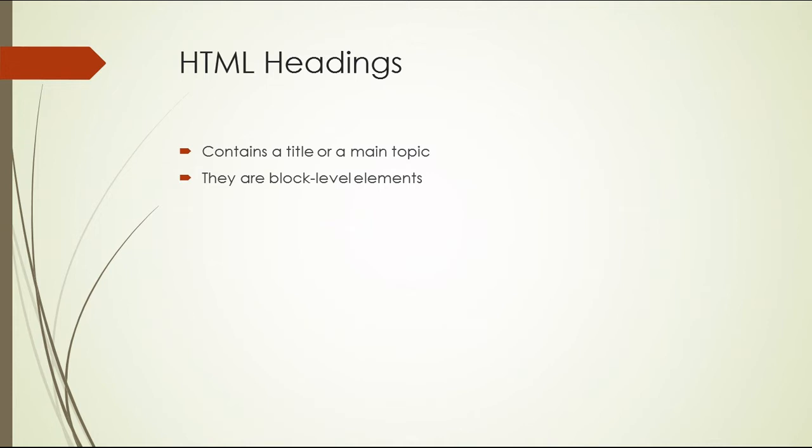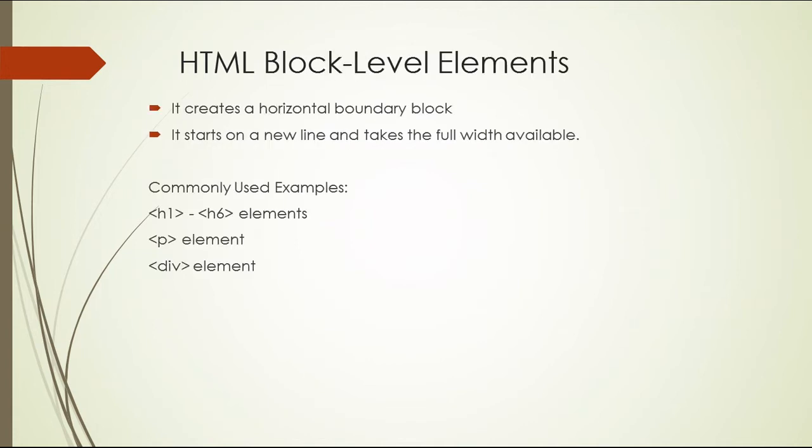Now, what do I mean by block level elements? An HTML block level element is an element that creates a horizontal boundary block. It always starts on a new line and takes the full width available. So the examples are the H1 to H6 elements, the P element, that is the paragraph element, then the div element. These are block level elements.